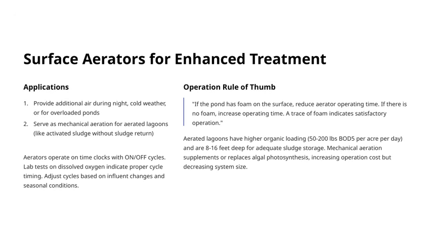In terms of design, aerated lagoons tend to have a higher organic loading, ranging from 50 to 200 pounds of BOD5 per acre per day. They are typically 8 to 16 feet deep to allow proper sludge storage. Mechanical aeration not only helps to supplement or even replace algal photosynthesis, but also impacts the overall system's size and operational costs. While it may increase costs, it reduces the system's footprint, making it a practical solution for many treatment scenarios.